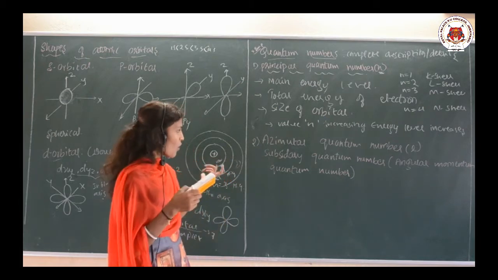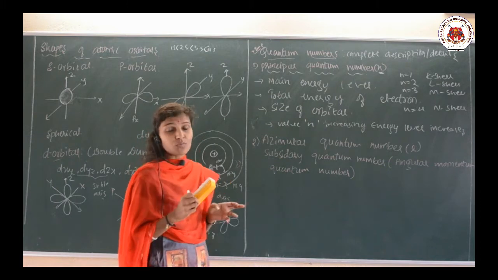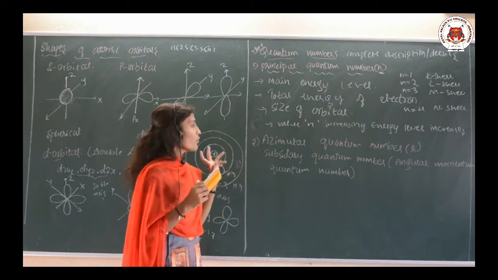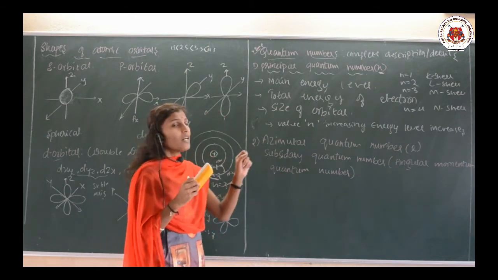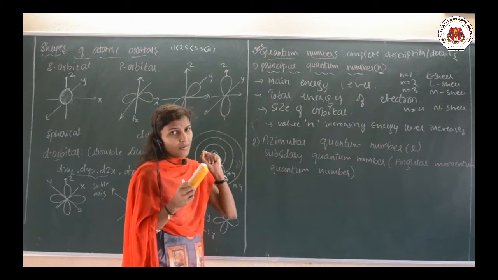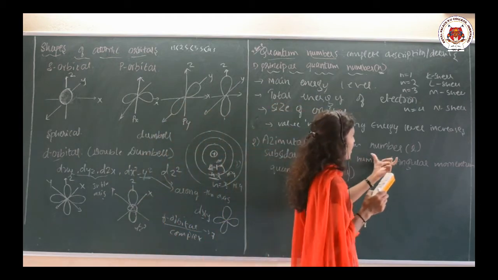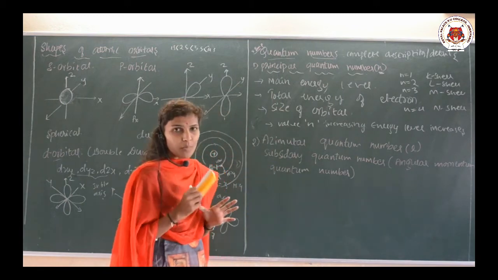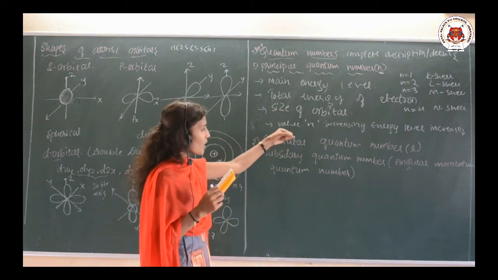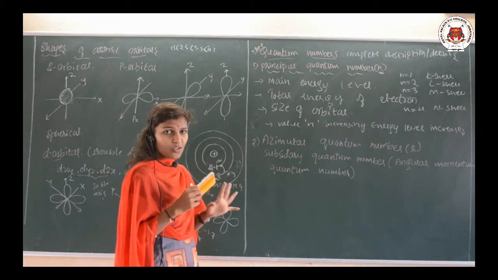Clear? So, now let us go for one more quantum number, that is the Azimuthal quantum number. Here the Azimuthal quantum number is represented by the letter small l. It is also called the subsidiary quantum number. It is also called the angular momentum quantum number. All these are the alternative terms for the Azimuthal quantum number. I hope that is clear.